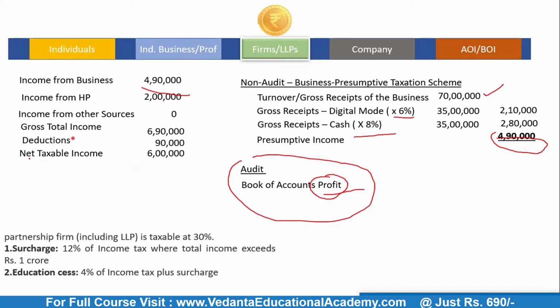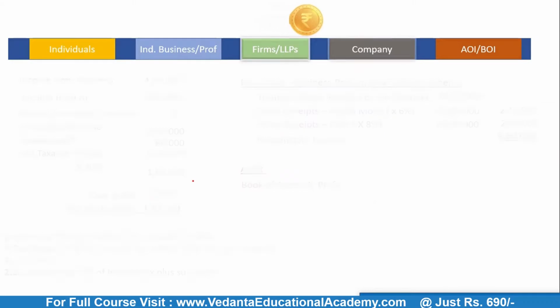So now the total taxable income is 6 lakhs. On the 6 lakhs, we need to add 30% income tax, so the tax liability will be 1,80,000. On 1,80,000 we need to add cess at the rate of 4%, so that will be 7,200. Then the total net tax liability is around 1,87,200. So this is the calculation for a firm. Now we'll take a look at the company also.